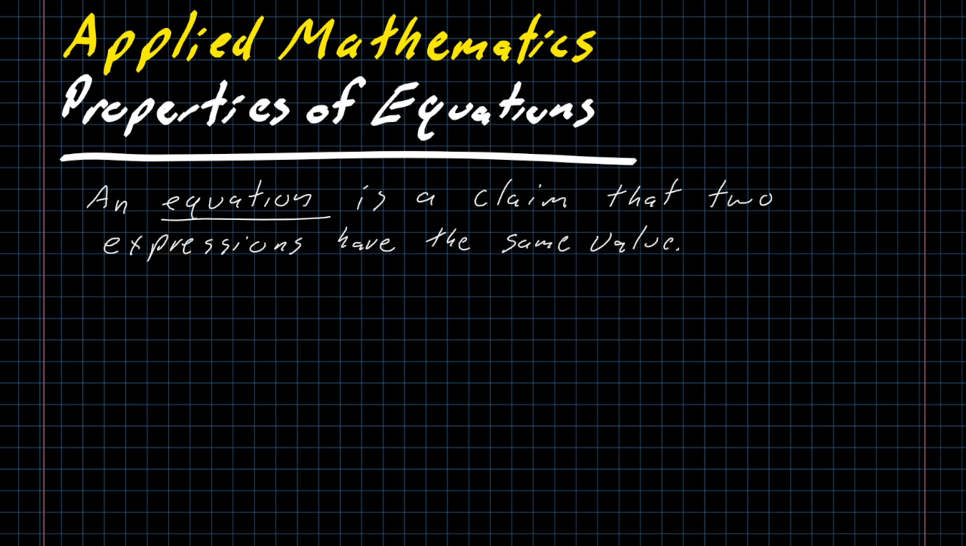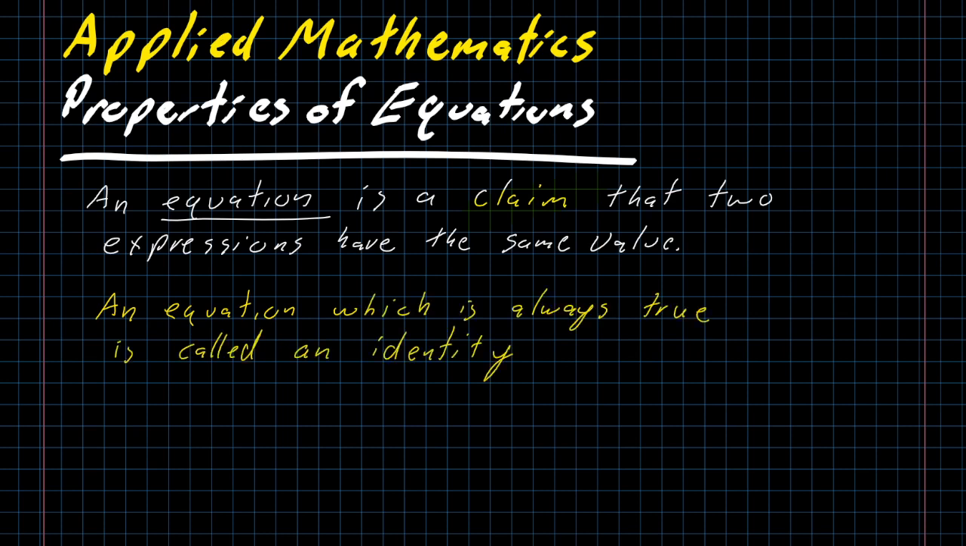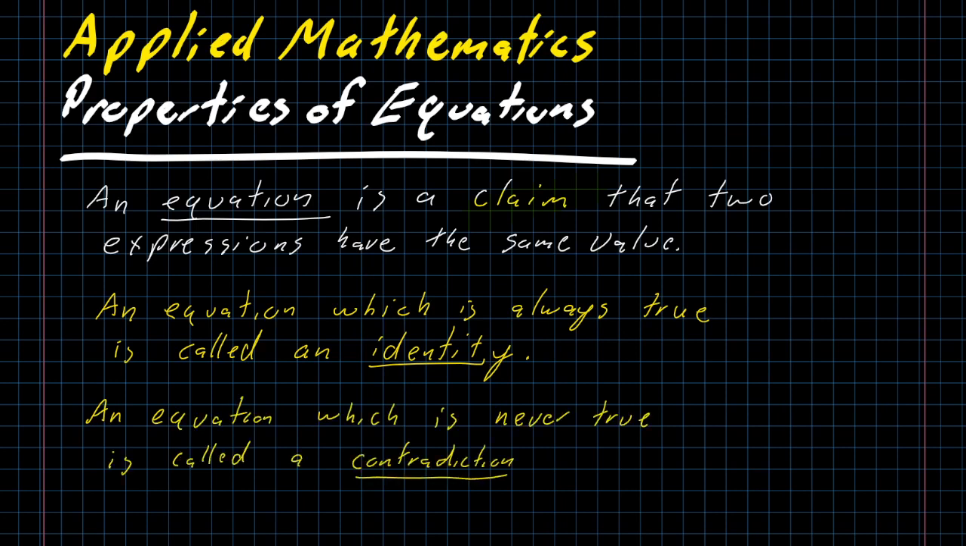An equation is a claim that two expressions have the same value. I want to specifically talk here about what I mean when I say that this is a claim. A claim can be true or false. When we have an equation which is always true, we call it an identity. When we have an equation which is never true, we call it a contradiction.